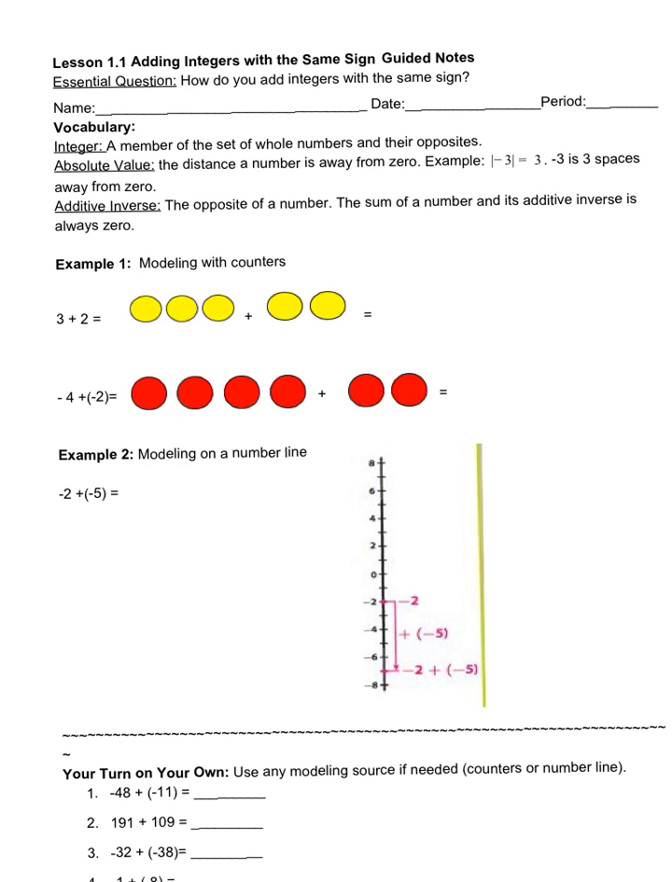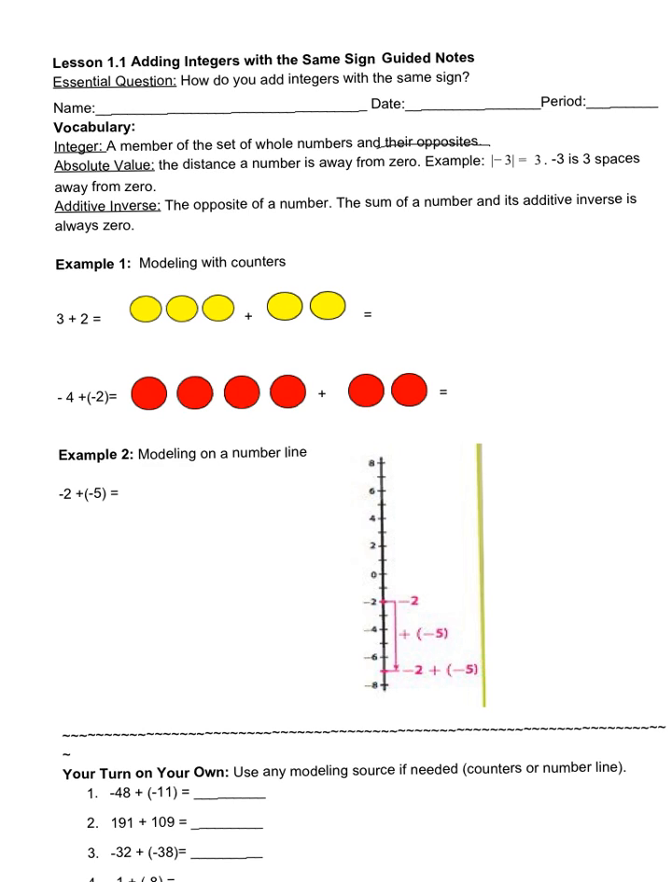Good day. For today's lesson, we will be focusing on adding integers with the same sign, which many of you are probably familiar with. We have a few vocabulary terms to review. We have an integer, which is a member of the set of whole numbers and their opposites.